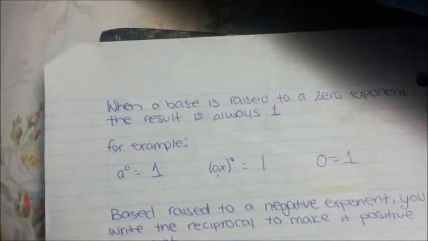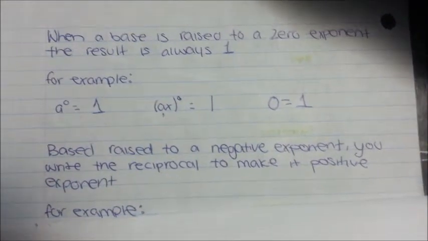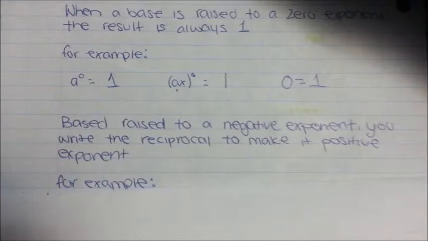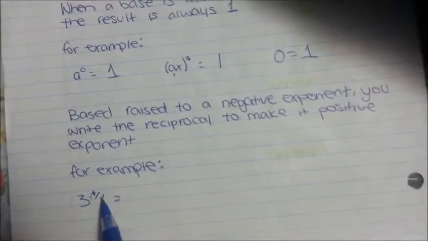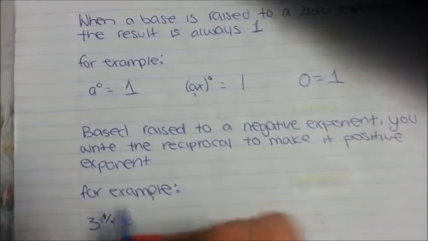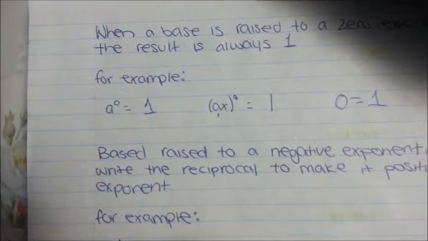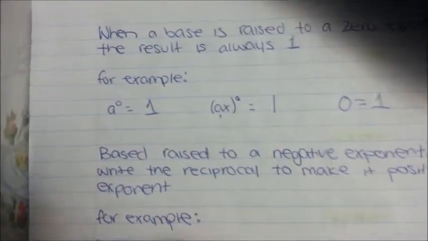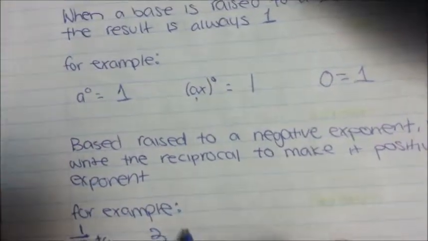Also, you should know when a base is raised to a negative exponent, you write the reciprocal to make the exponent positive. For example, 3 to the power of negative 2, you would flip the base. So it would be 1 over 3, and you would make the exponent 2 positive.